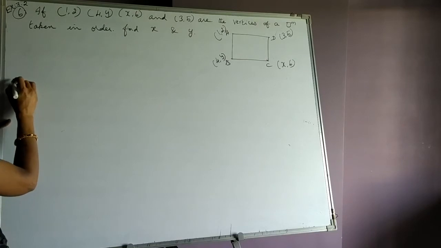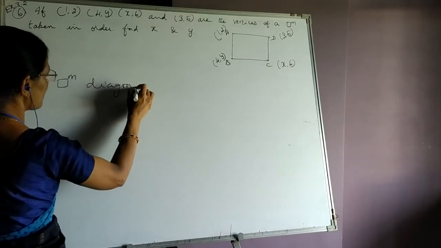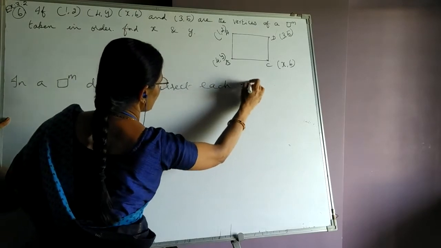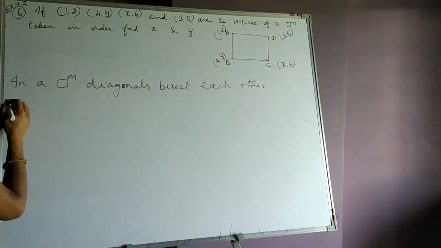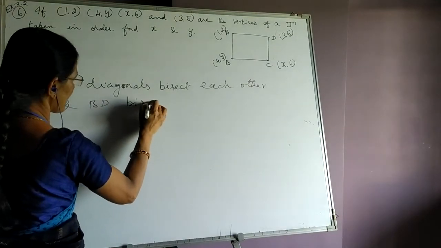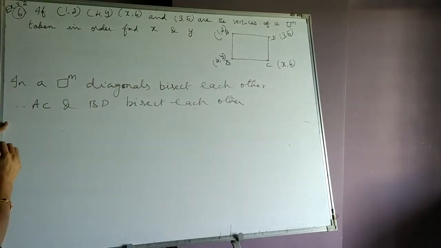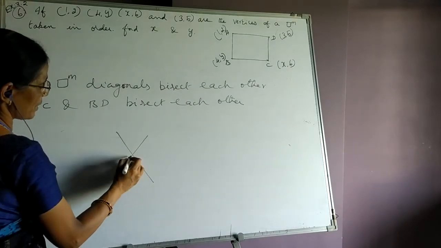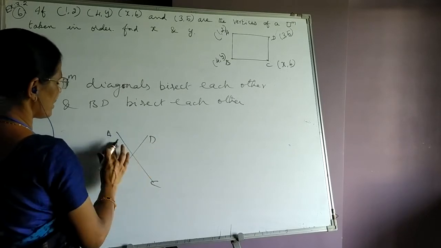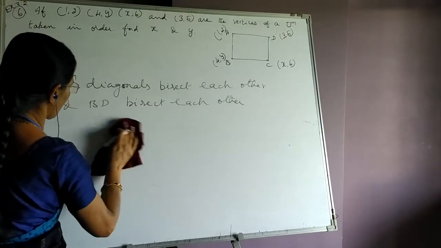Right? In a parallelogram, diagonals bisect each other. So, which are the diagonals here? Therefore, AC and BD bisect each other. They are the diagonals. According to the property, they bisect each other. What do you mean by bisection? Intersection at the midpoint. So, if you find the midpoint of AC and midpoint of BD, they are equal. That is the meaning of AC and BD bisect each other.